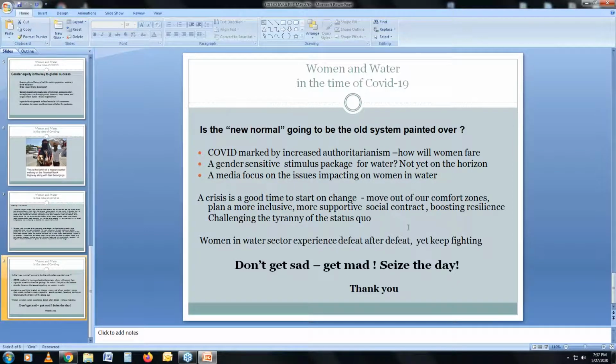But still, a crisis is a good time to move out of our comfort zones, to plan a more inclusive and more supportive social contract, and thereby boost the resilience which has to happen if we are ever to present solutions for climate change. Women in the water sector, as we all know, we have had defeat after defeat trying to do something, but we keep fighting.